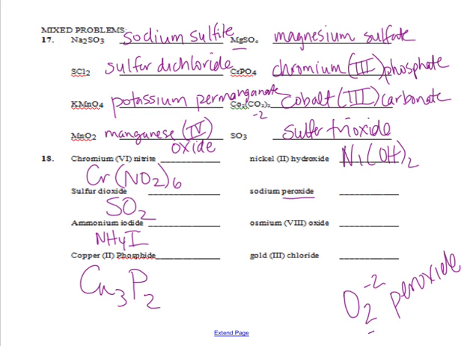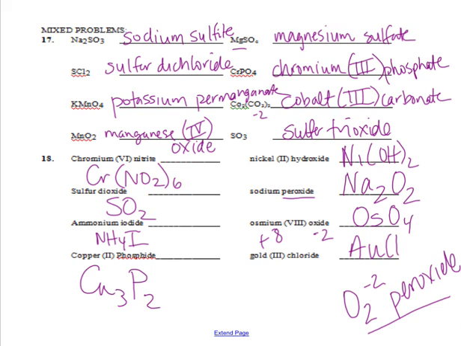Anyway, so peroxide is its own polyatomic. So knowing that it's that, what would sodium peroxide's formula be? Na2O2. Nice. All right, osmium 8 oxide. OsO4. There are very few of you saying that. Why? Let's not be confused. This is a +8. This is a -2. So we need 4 oxygens, right? Okay. Gold 3 chloride. Gold's a +3. Chloride's a -1. So it's AuCl3.